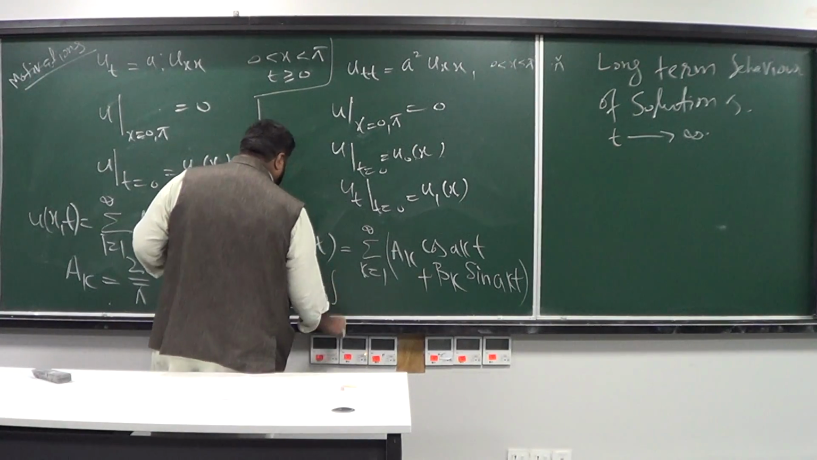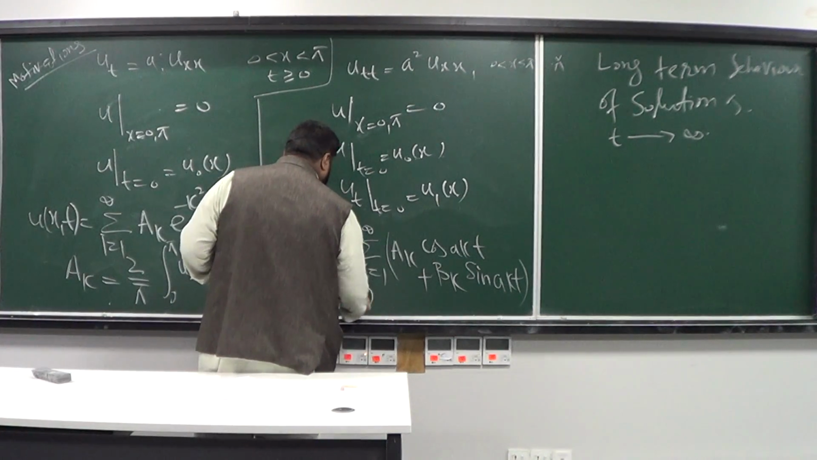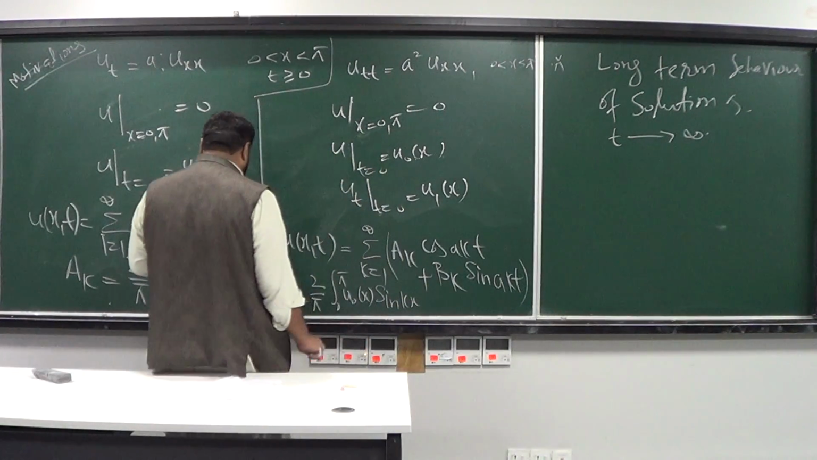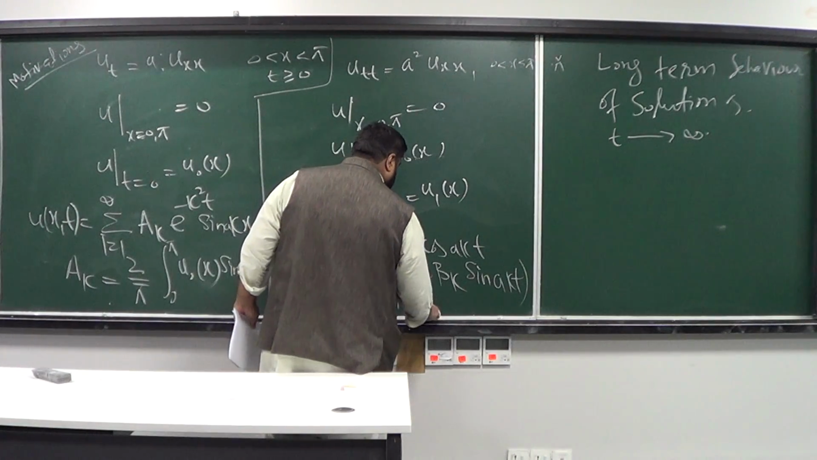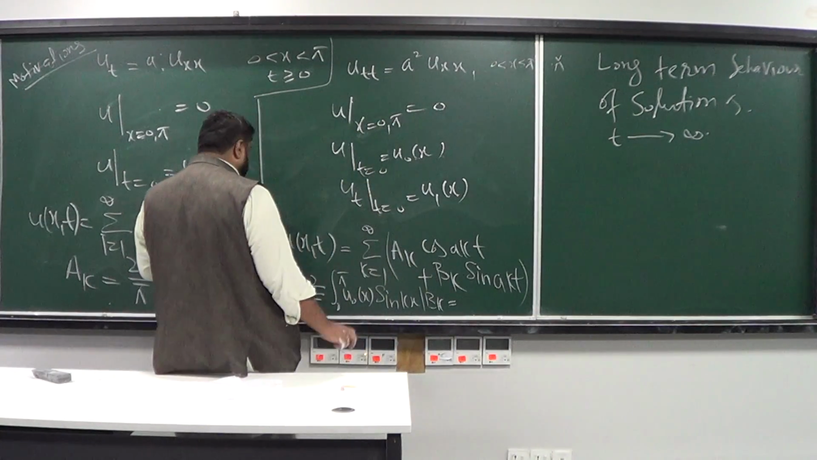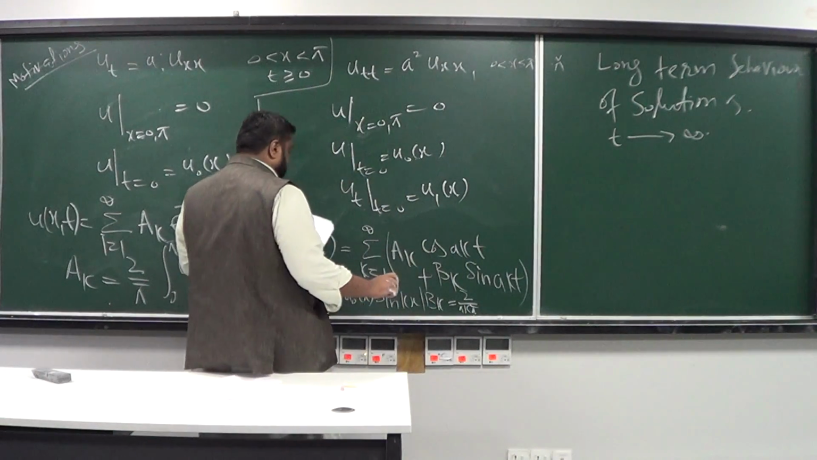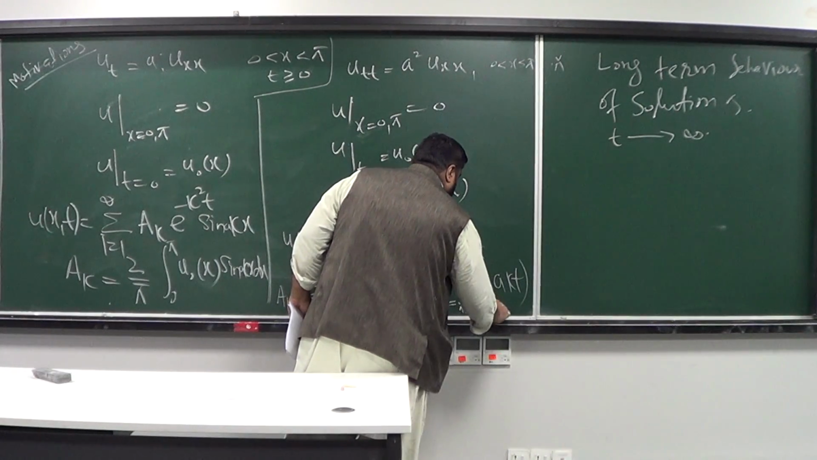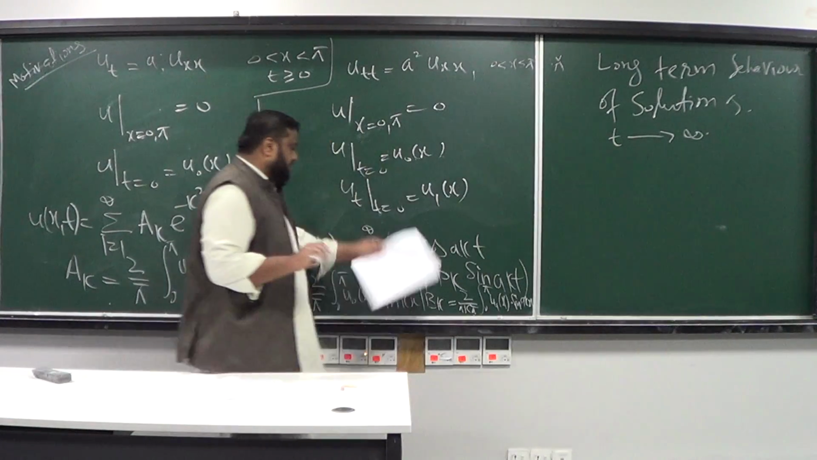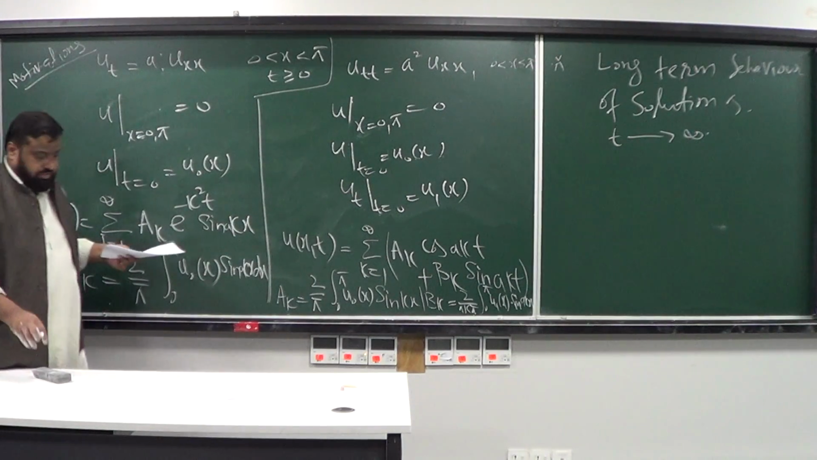That goes like 2 over pi, the integral from 0 to pi of u_0(x) and sine kx. And similarly we have an integral for b_k that goes like 2 over (a k pi), the integral from 0 to pi of u_1(x) and sine kx dx. So pretty much a standard solution of the wave equation.